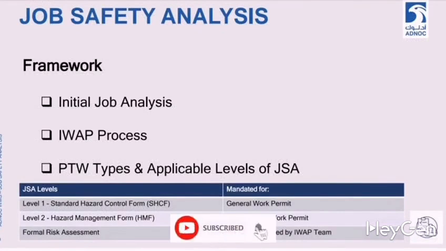So first of all, we have our initial job analysis. We need to collect and gather all the information according to the job. What is our task? In which area will we perform it? What equipment will be used? What potential hazards could arise in our work? What will be the risk level?